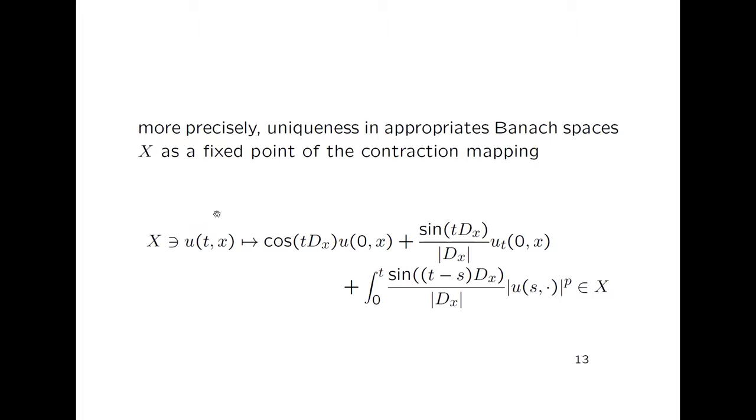As I've already mentioned, to show the uniqueness, maybe some contraction mapping argument again works. If we find some nice Banach space X where the contraction mapping argument works, then we can show the existence and also the uniqueness of the solution. So the most important thing is to find the nice Banach space X. This is the most difficult part.